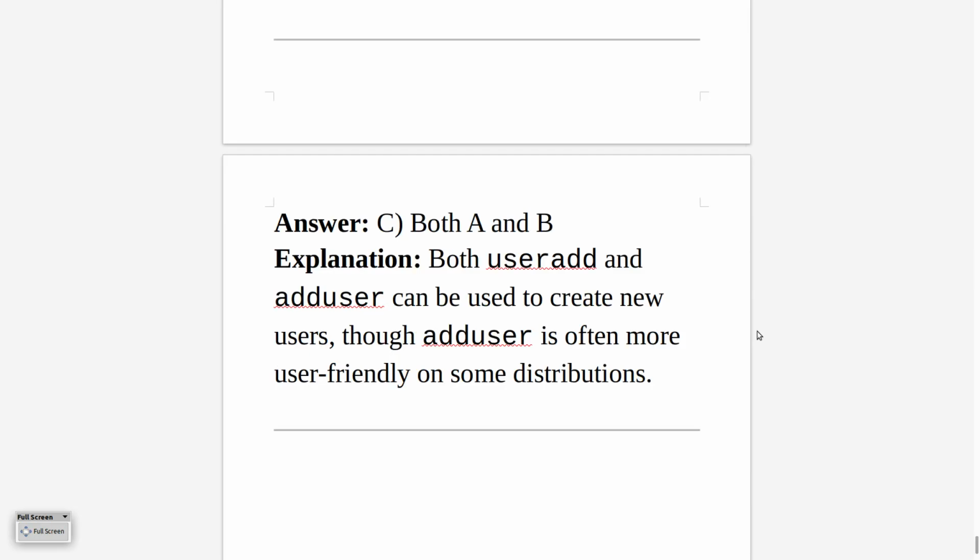Turns out that you can also use adduser. Both useradd and adduser can be used to create new users, although adduser is often more user-friendly on some distributions. Interesting. I get the feeling that adduser is interactive, but I'm used to useradd, which is used on the command line, which frankly, if adduser is interactive, you wouldn't want to use in a script. So I'm perfectly happy with only knowing the command line version, but I'll be very curious to see what adduser does. I'm not aware of that.